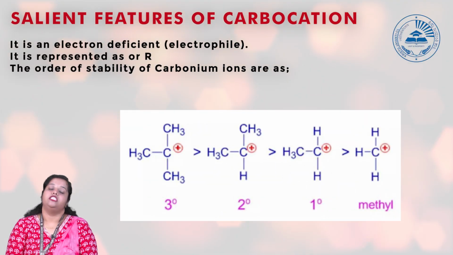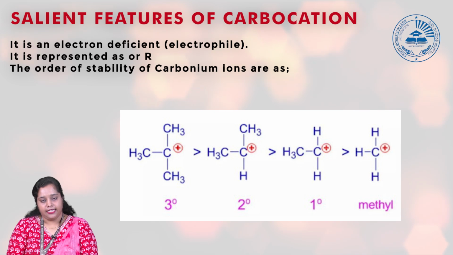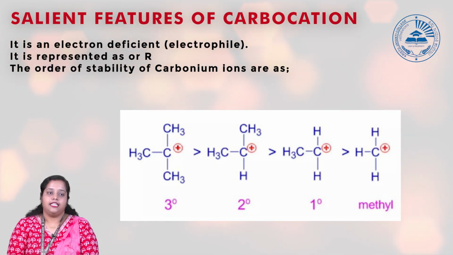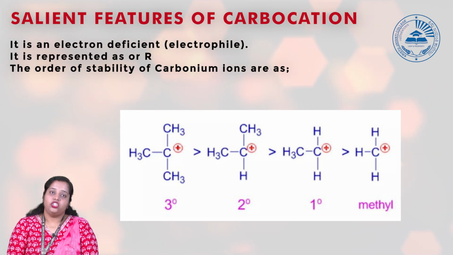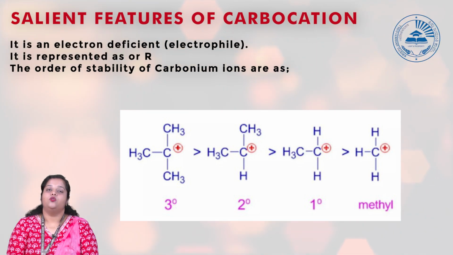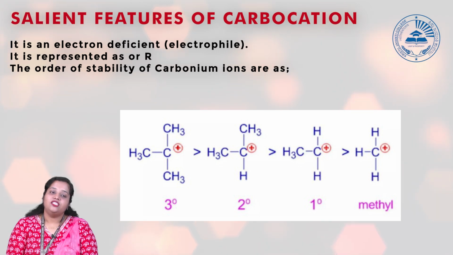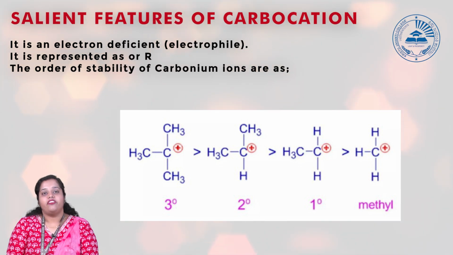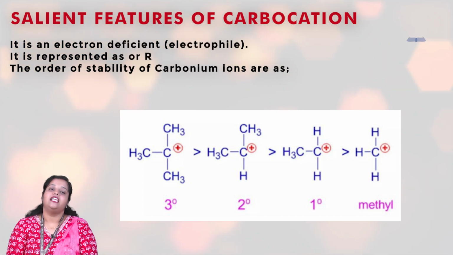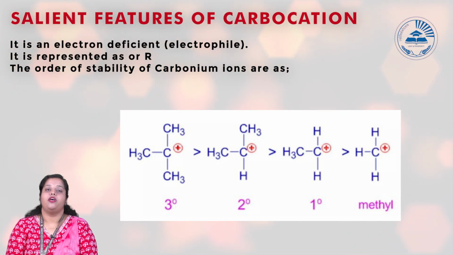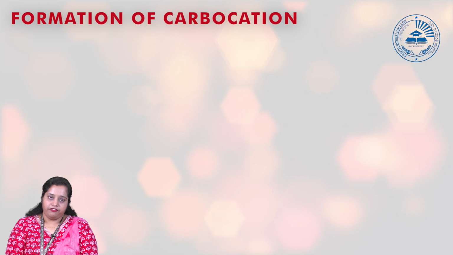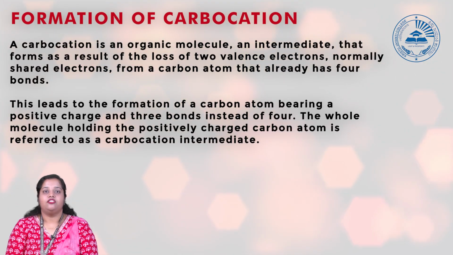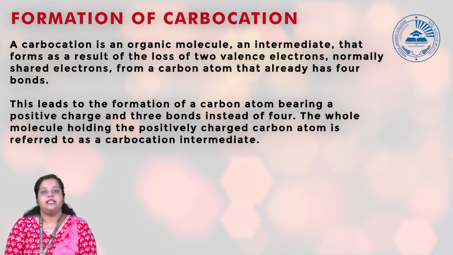Next, we have salient features of carbocation. It is a positively charged carbon atom that has 6 electrons in its outermost or valence shell. Generally it undergoes sp2 hybridization and has a trigonal planar structure, as you can see in the diagram. sp2 hybridization means it has 1 s and 2 p orbitals, where 1 unhybridized p orbital is present. It is electron deficient and so acts as an electrophile.